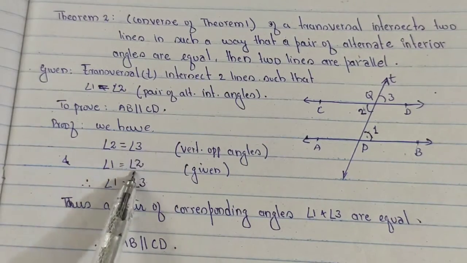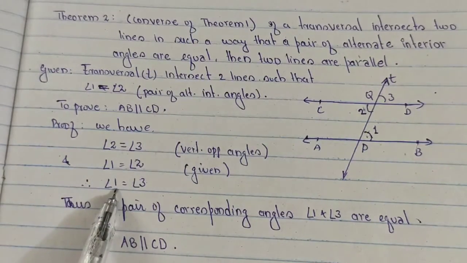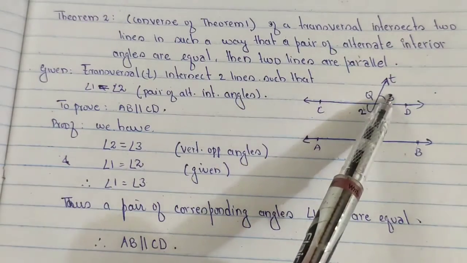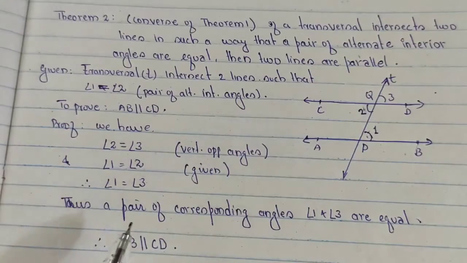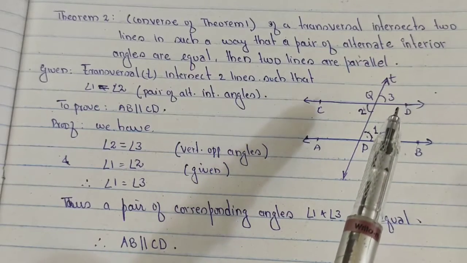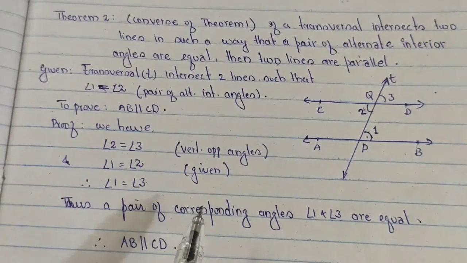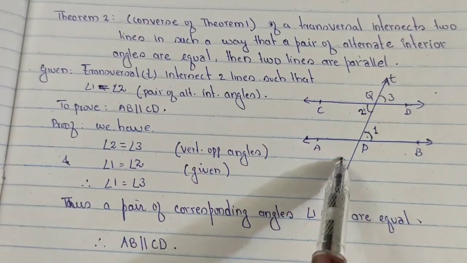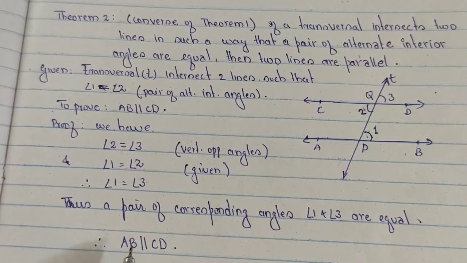Then from these two you will get angle 1 is equal to angle 3. These two are corresponding angles and they are equal. If these two corresponding angles are equal, means corresponding angles will be equal only when you have two parallel lines intersected by a transversal. Therefore your lines AB and CD are parallel.